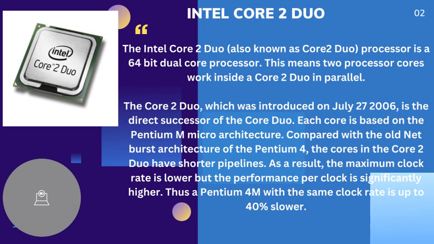Each core is based on the Pentium M microarchitecture compared with the old NetBurst architecture of the Pentium 4. The cores in the Core 2 Duo have shorter pipelines, as a result of which the maximum clock rate is lower, but the performance per clock is significantly higher. Thus, a Pentium 4M with the same clock rate is up to 40% slower.